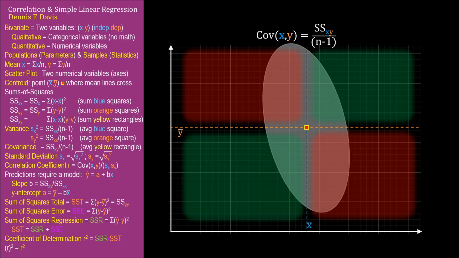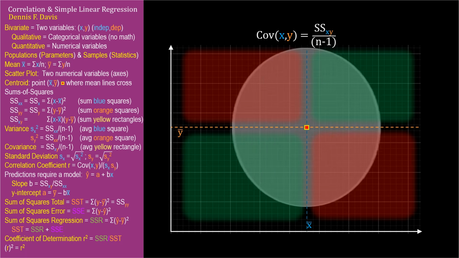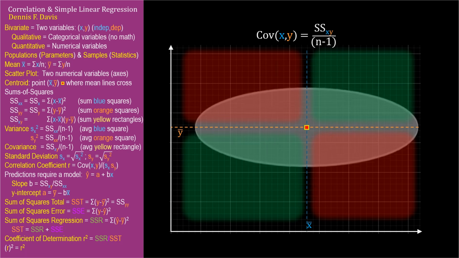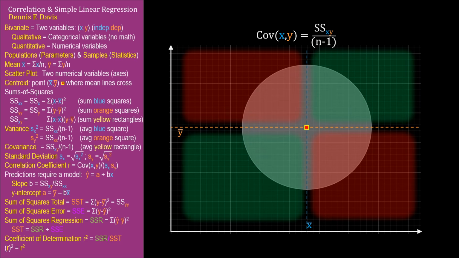When there's a lack of a trend due to symmetry between the quadrants, the positive and negative covariance rectangles will cancel out and result in a sum of squares xy that's 0 or nearly 0. So that's how covariance could be 0.